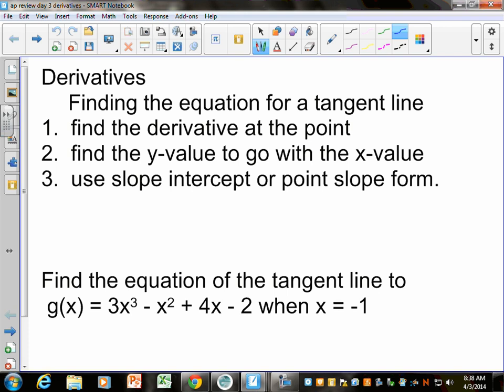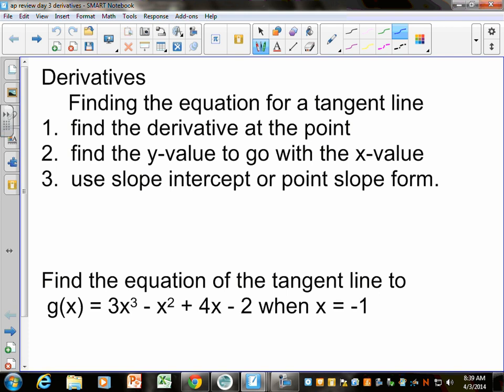Finding tangent lines. Many people said they forgot how to do this, but remember that for a tangent line, you just need the slope, which is the derivative, and you need a point. That's all you need. So you find the derivative at the point, you find the y value to go with the x value if they don't give you the entire point, and you just write it in slope-intercept form or point-slope form. Remember that on a free response question, you do not have to simplify it, so my advice is leave it in point-slope form.